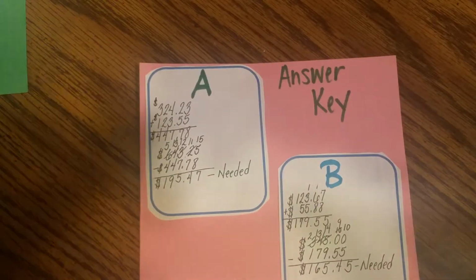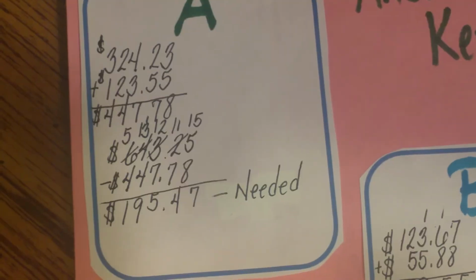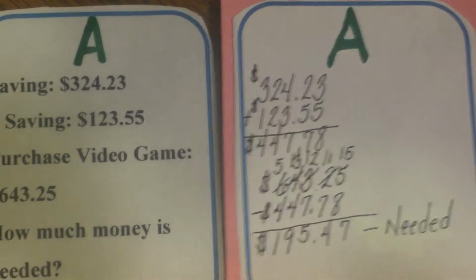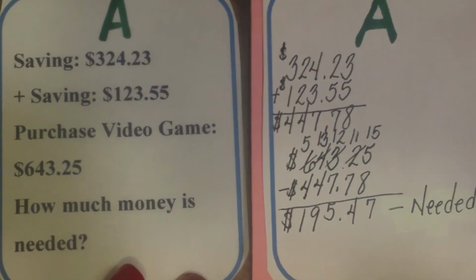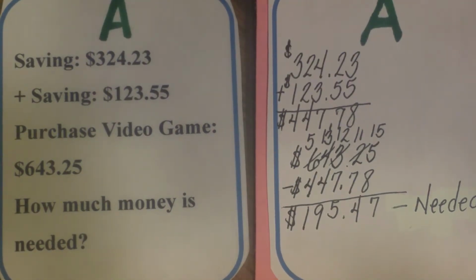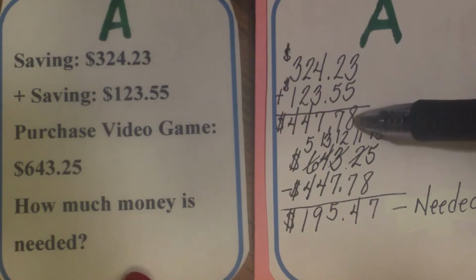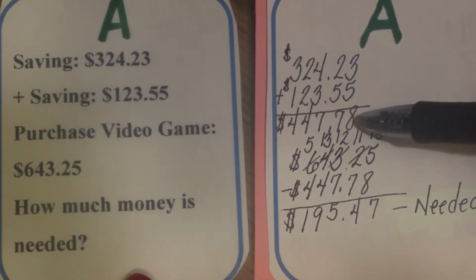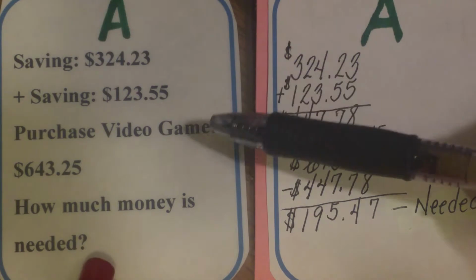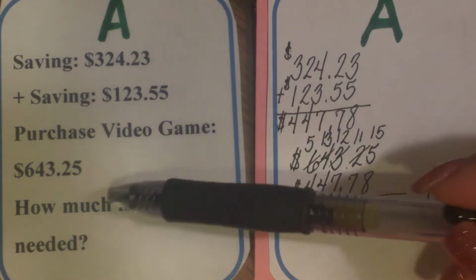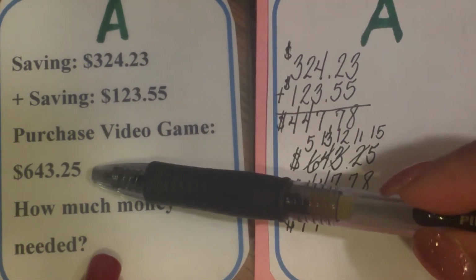All right, welcome back. Now we're going to look at the answers. So for A, we had $324.23 already in the savings account. And this person added $123.55 this week to the savings account. So when we added this, our sum is $447.78. This person wants to purchase a video game, and this video game is actually a video game console.